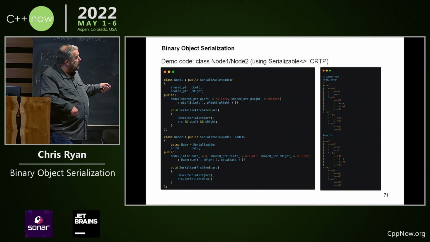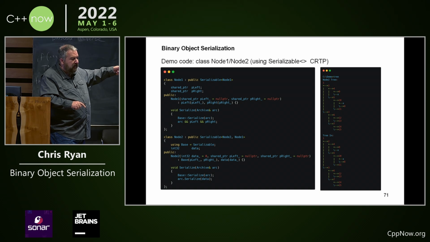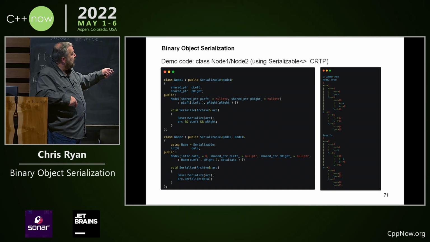So when I go to serialize this out, I'm pointing at the base pointer of the tree. And it knows to use the serializable mechanism to recreate the derived object and stuff it into the shared pointer here, which is actually a shared pointer of type node 1, not the derived type.